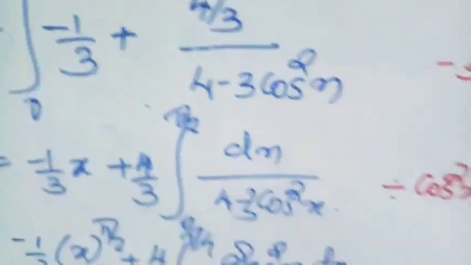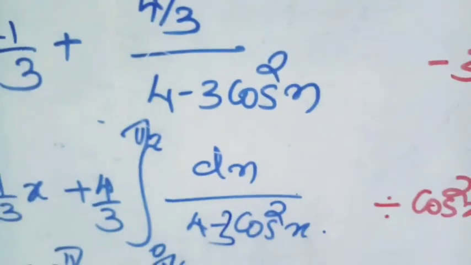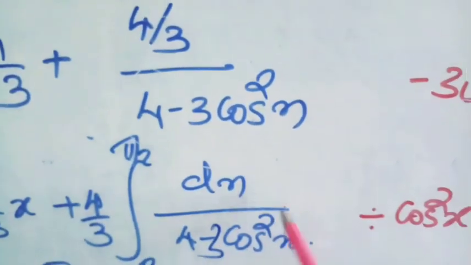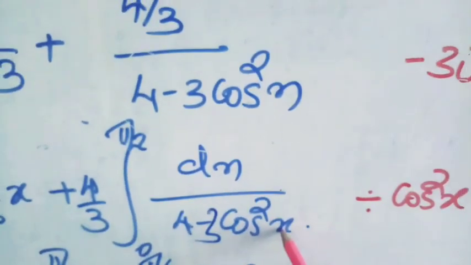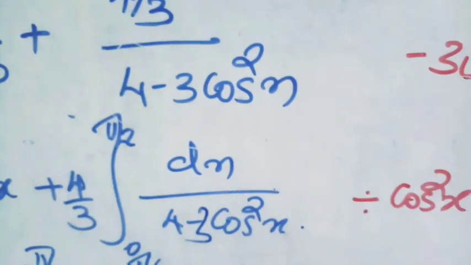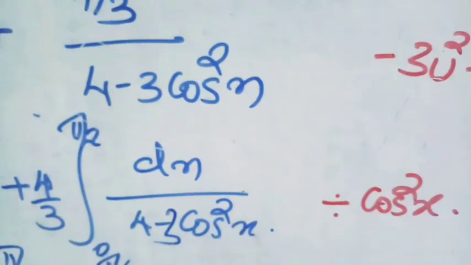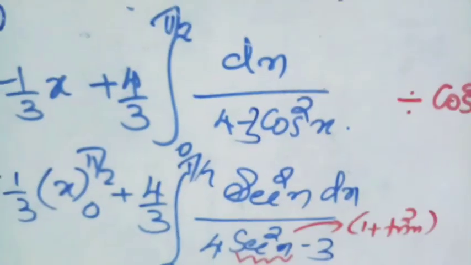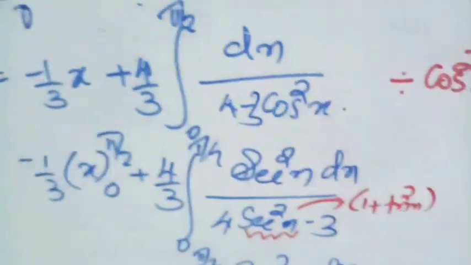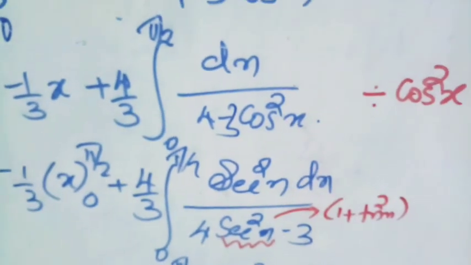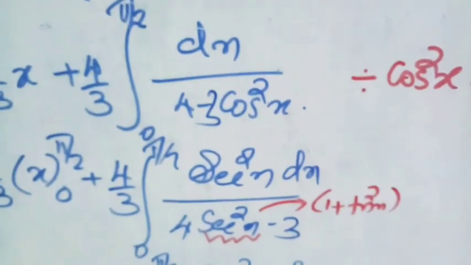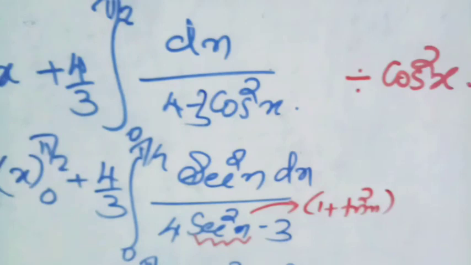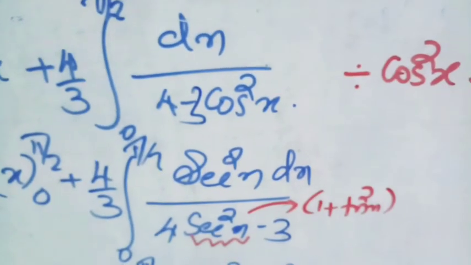and we can put the limit 0 to pi by 2. And the second one, 4 by 3 into integral 0 to pi by 2 dx by 4 minus 3 cos square x. Here we must apply the transformation divided by cos square x. We discussed 3 questions similar to this one, divided by cos square x in numerator and denominator. Now the second part will be 4 by 3 into dx by cos square x is sec square x and 4 sec square x minus 3.